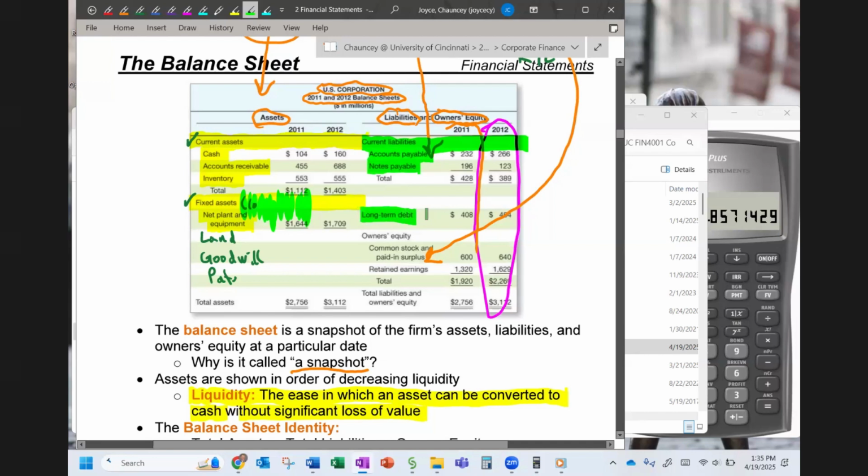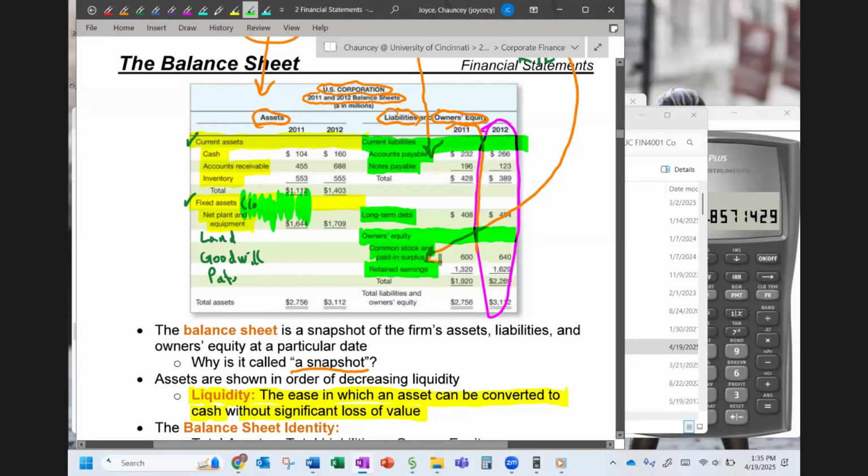Owner's equity, this could be common stock and paid in surplus. That's the owner's historical record of what they have contributed or invested into the company. Retained earnings, that's an important one. The retained earnings are just a record of all the profit the company has kept.